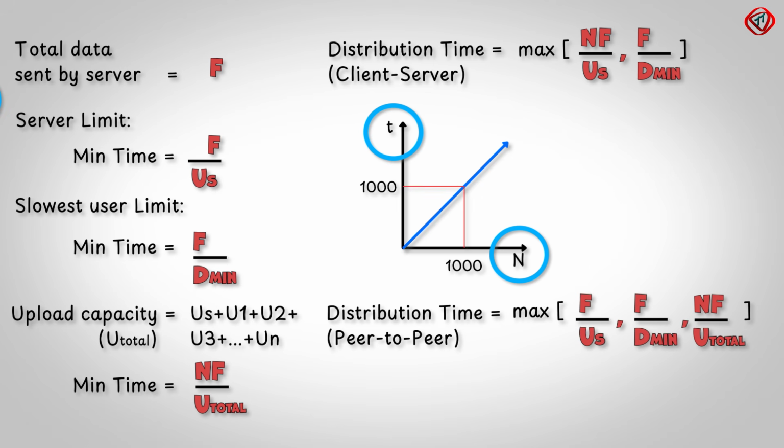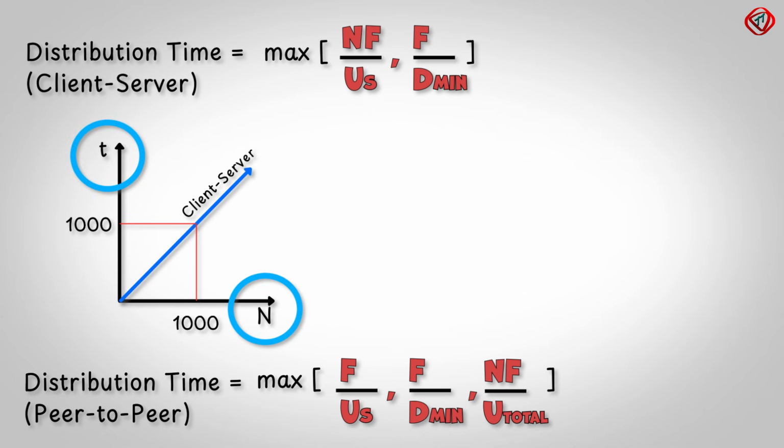Now, compare the two systems. In client server, more users means more load, and more load means more delay. But in P2P, more users means more helpers. So, the distribution time increases very slowly. Sometimes it almost stays constant. That is why peer-to-peer network is called a self-scalable system.